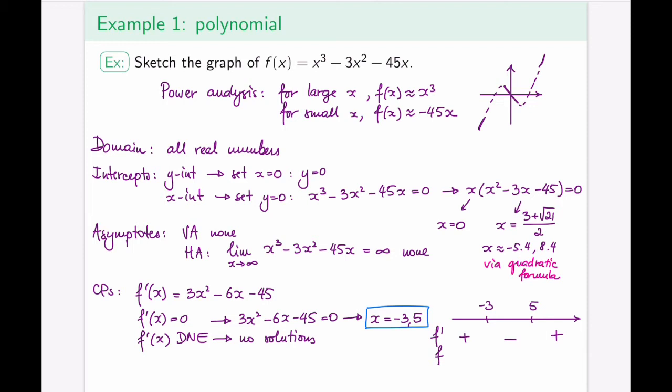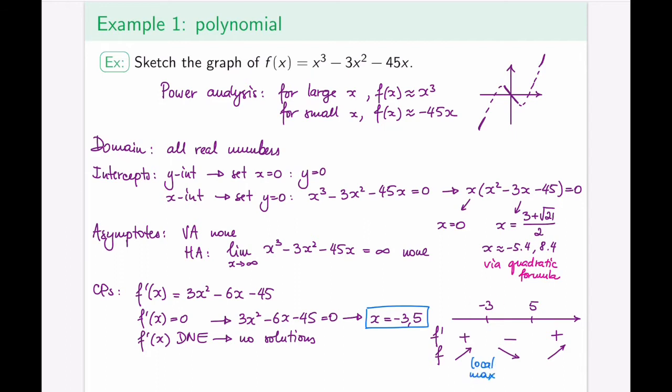So what does that mean for the function itself? If the derivative is positive, it means that the function is increasing. If the derivative is negative, it's decreasing. If the derivative is positive again, it's increasing. And now, following the trend of what the derivative gives me, the first derivative test says if it's increasing and then decreasing, then at that point we have ourselves a local maximum.